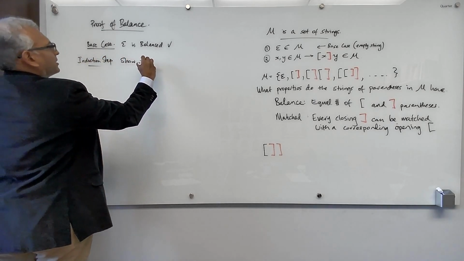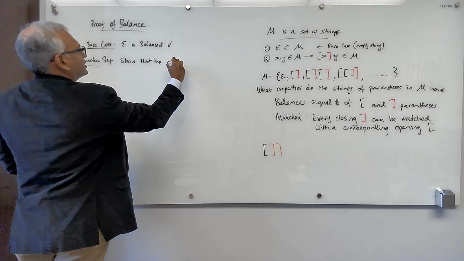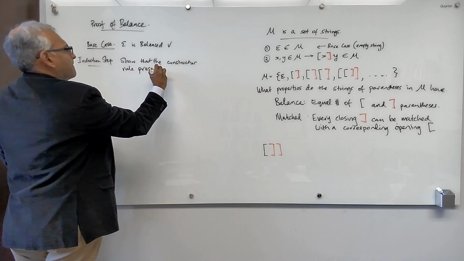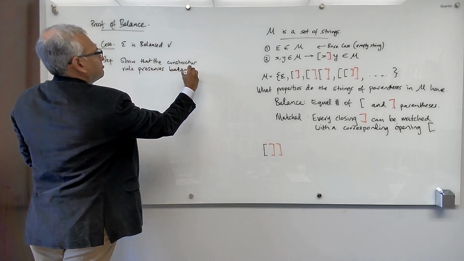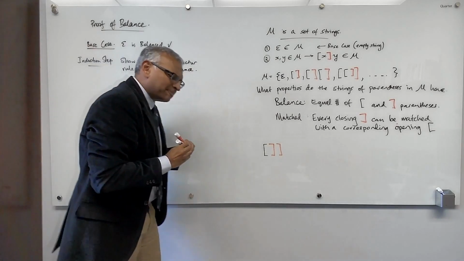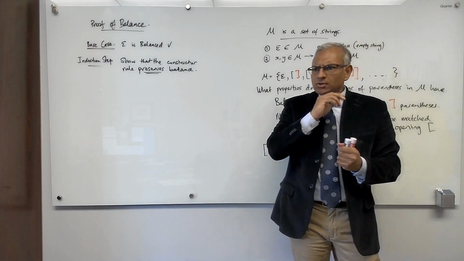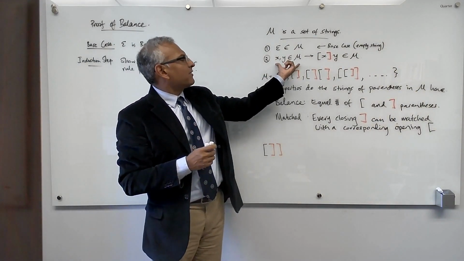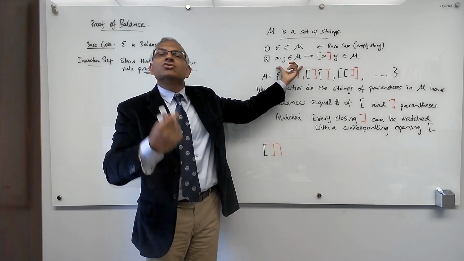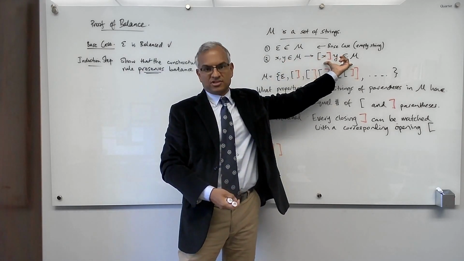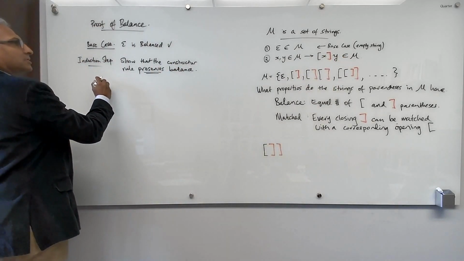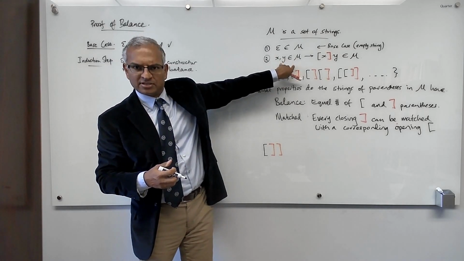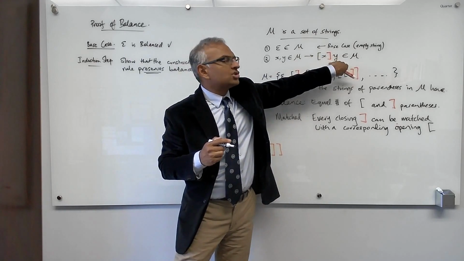Show that the constructor rule preserves balance. I'm going to underline the word preserves. I keep emphasizing it, so it's important to understand what it means to show that it preserves balance. You only need to consider the case that your parents have balance. It's only in that situation that the constructor has to preserve balance. It's kind of like the induction step in regular induction: you assume that the parents have balance, and you now must show that the children have balance.